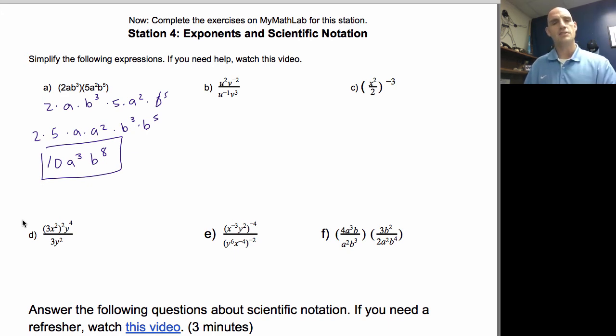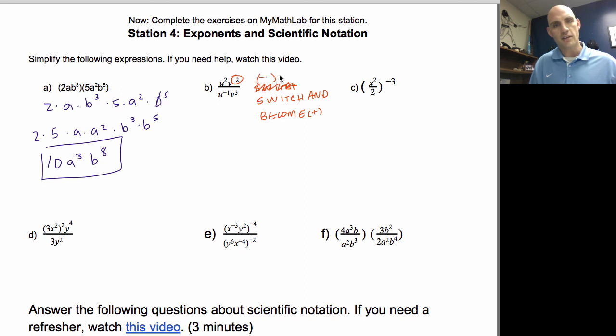In the next one, we actually have a couple of things going on. We have a division problem here, and so we're going to be reducing exponents potentially, but really my more pressing concern is to eliminate these negative exponents. What we need to remember with negative exponents is they switch and become positive. So negative exponents switch and become positive.